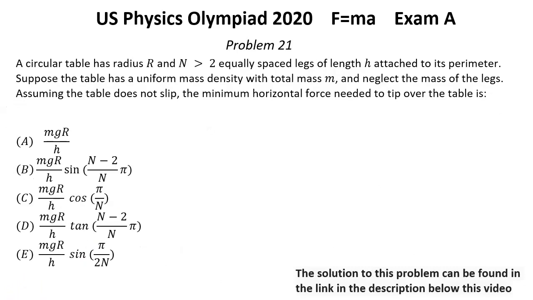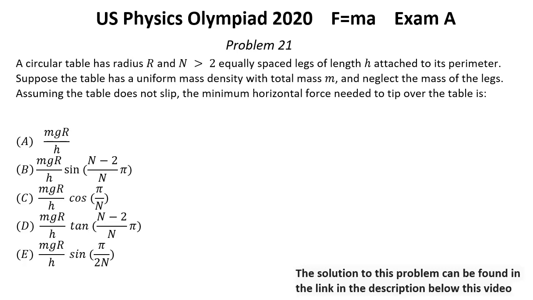Problem number 21. A circular table has radius R and n greater than 2 equally spaced legs of length h attached to its perimeter. Suppose the table has a uniform mass density with a total mass m, and neglect the mass of the legs. Assuming the table does not slip, the minimum horizontal force needed to tip over the table is the next one.